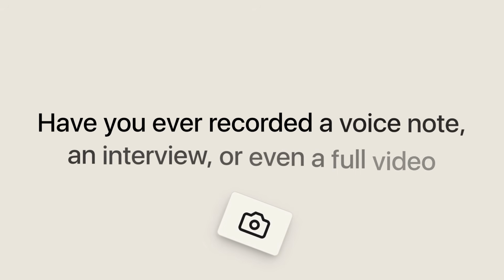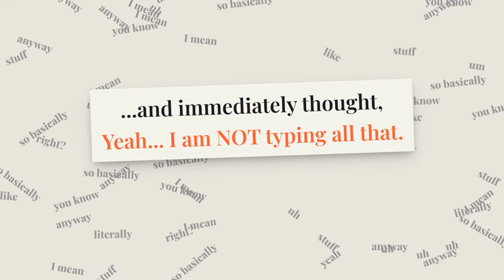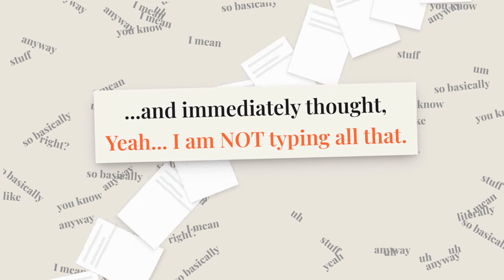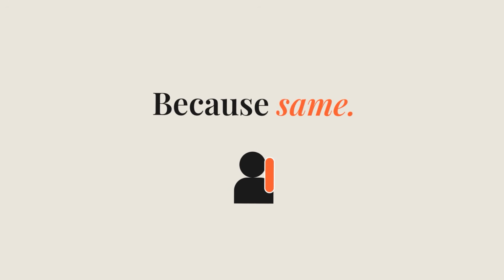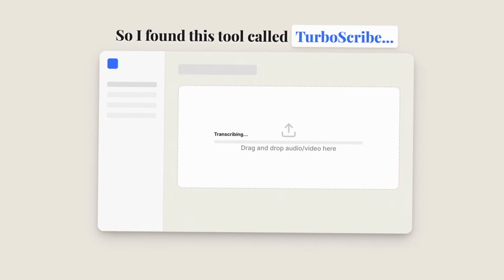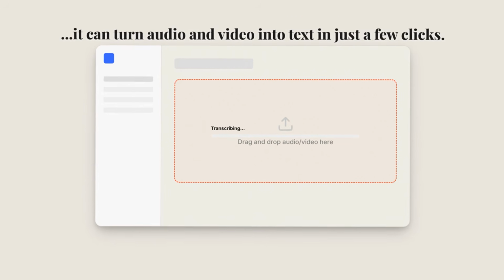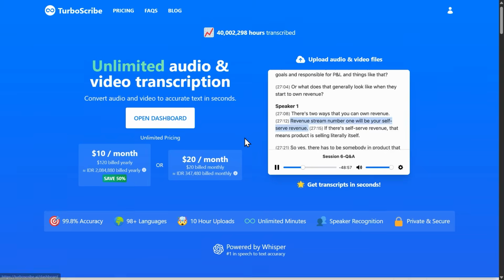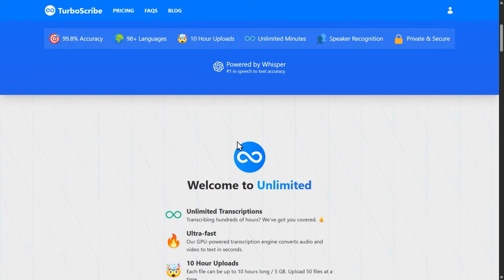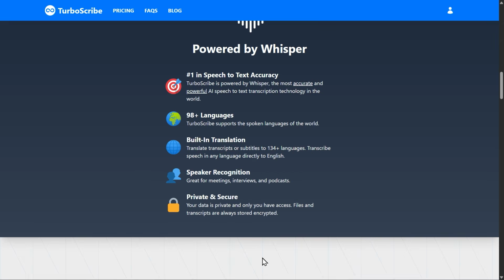Have you ever recorded a voice note, an interview, or even a full video, and then immediately thought, yeah, I am not typing all of that manually, because same. So I found this tool called TurboScribe, and apparently it can turn audio and video into text in just a few clicks. I tested it out, uploaded a file, played around with the settings, and honestly, this might be one of the easiest transcription tools I've tried. Let's see if it's actually worth using.